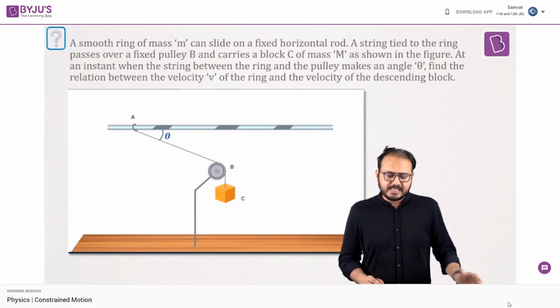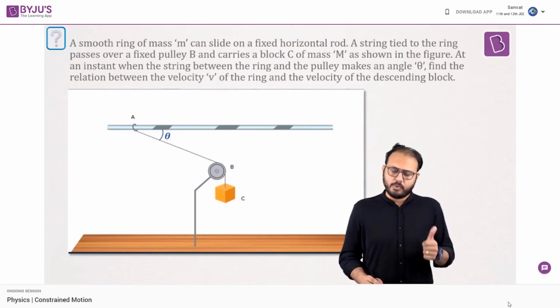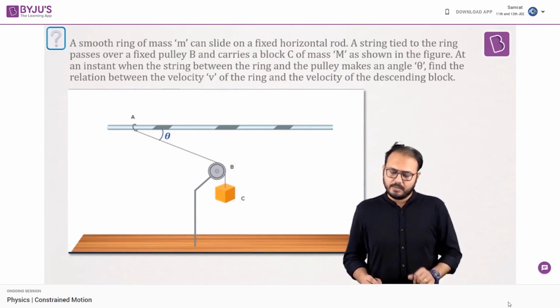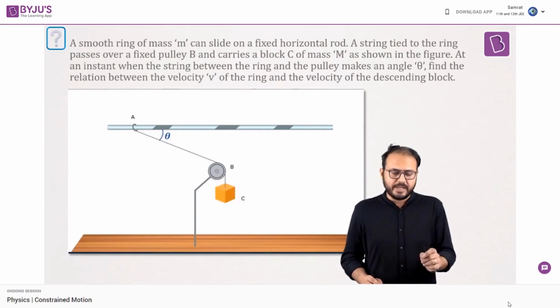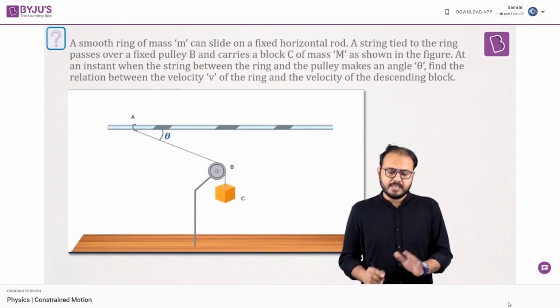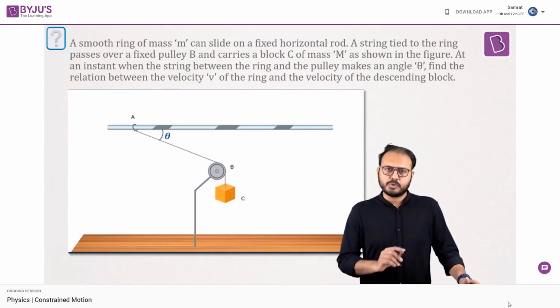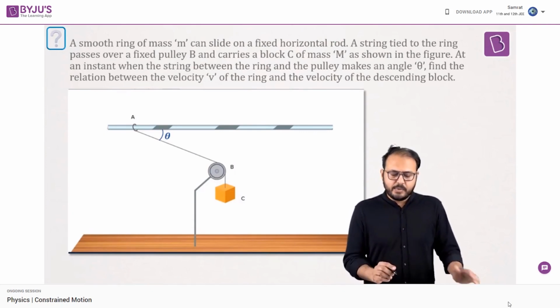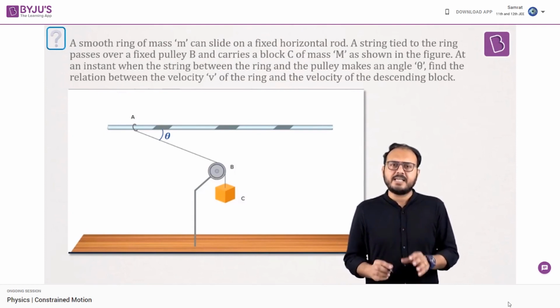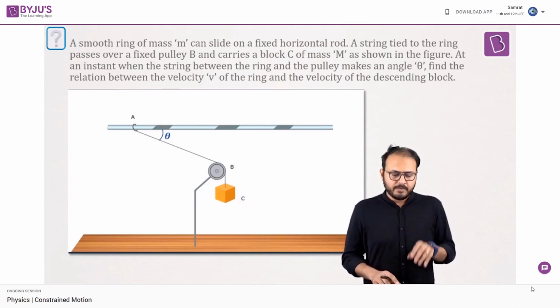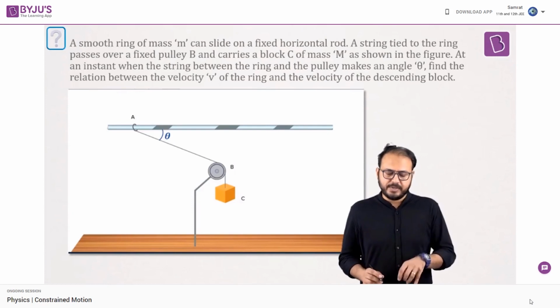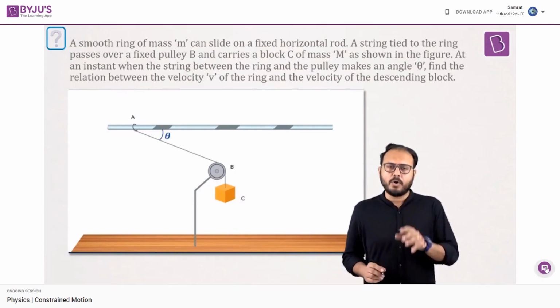A smooth ring of mass m can slide on a fixed horizontal rod. Okay, the rod is fixed and the ring is slidable. Alright. A string tied to the ring passes over a fixed pulley and carries a block of mass m, C. Okay, as shown. So far so good. At the instant when the string and the pulley makes an angle theta, that is right now, find the relation between the velocity v of the ring and of the block.